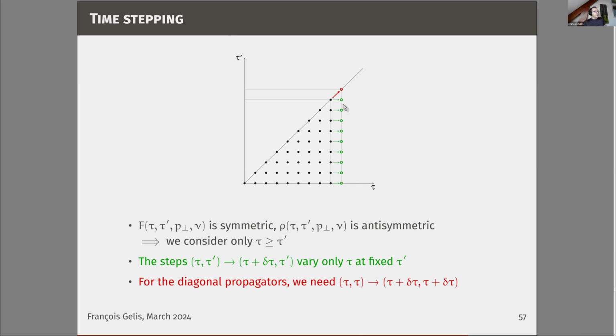And this is done in two stages. First, we do one step in tau at fixed tau prime. So this gives you all the green dots. And you need some special treatment to find the red dot, because this one requires to do a time step on both times simultaneously. So it's the same algorithm, but its implementation is a little different.